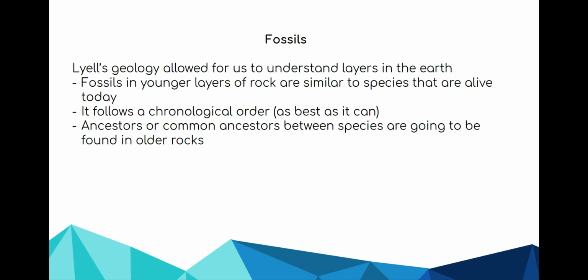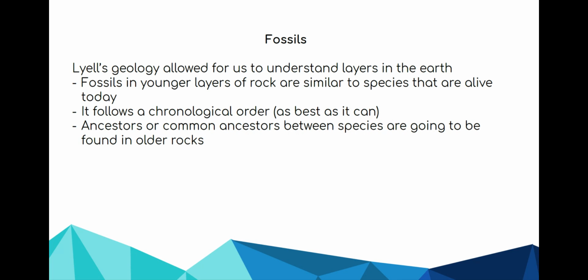The younger layers of Earth, the ones closest to the surface we are currently on, are going to be the much younger species, and most of them are probably going to be alive today. If we follow in chronological order as best we can, because there's not always going to be fossils in every layer, we can work our way backwards, down deep, digging deeper through the rocks. And we can actually find common ancestors between modern species and ancient species. So that's how fossils create a connection and help us see the world of evolution.